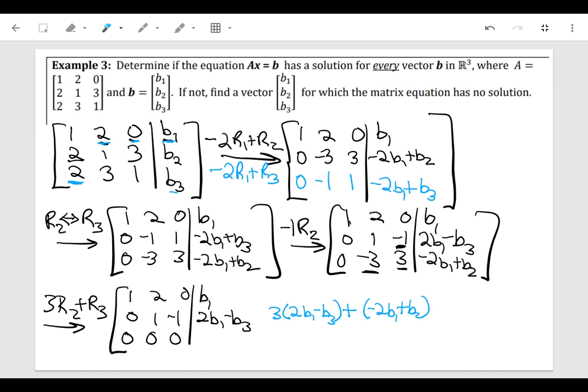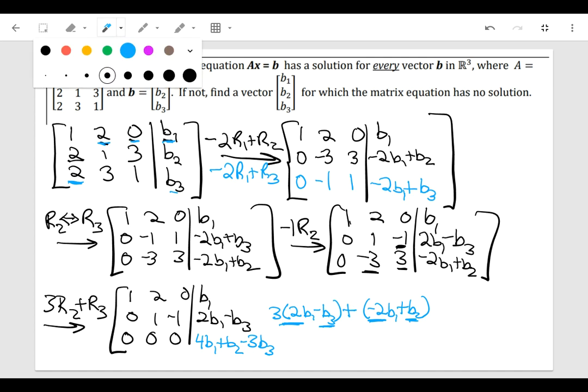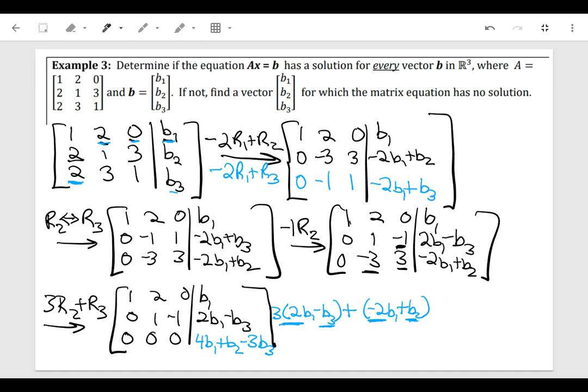So when we combine like terms, we'll have 6b1 here minus 2b1, so that'll be 4b1. What about our b2s? We just have the one b2 over here, so plus b2. And then for the b3s, I have minus 3b3. I think I might have said -6, I meant +6. So that's our 4b1 plus b2 minus 3b3. Okay, yes, this looks good.